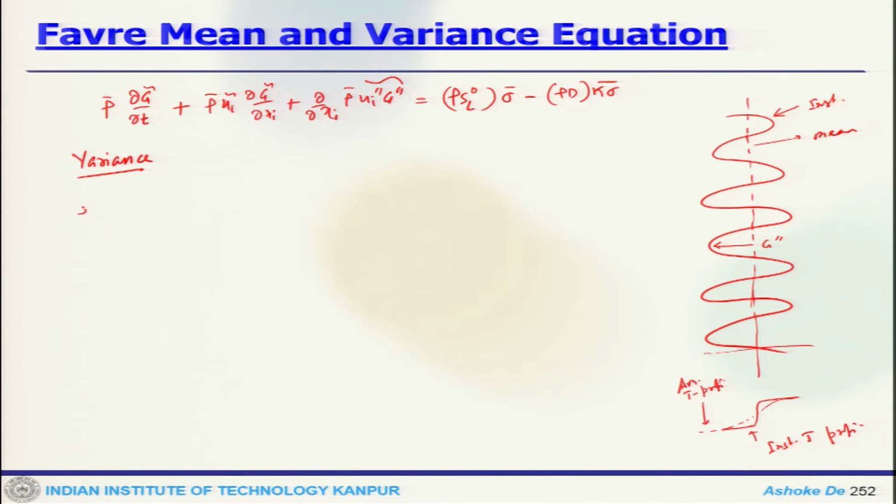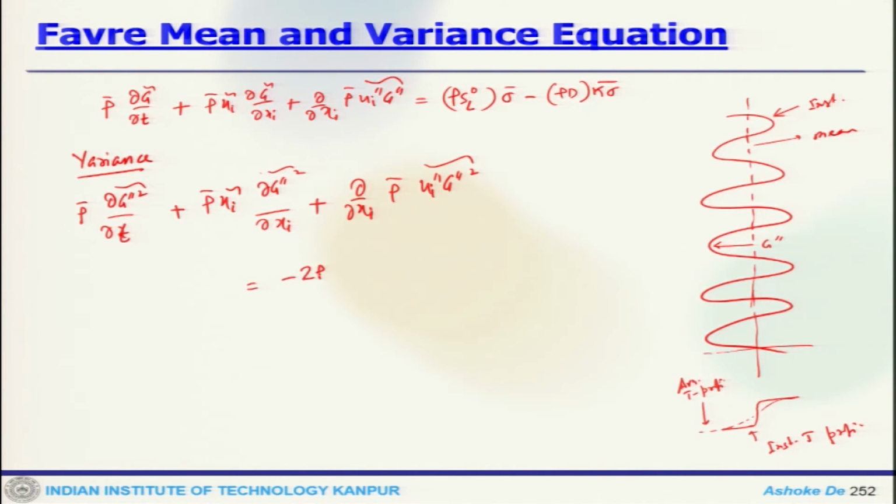So the variance equation is rho bar square by del t rho bar ui square, del xi plus xi rho bar ui prime equals to minus 2 rho bar ui prime g prime del xi, rho bar omega kappa rho d kappa sigma, where sigma equals to mod of del g.